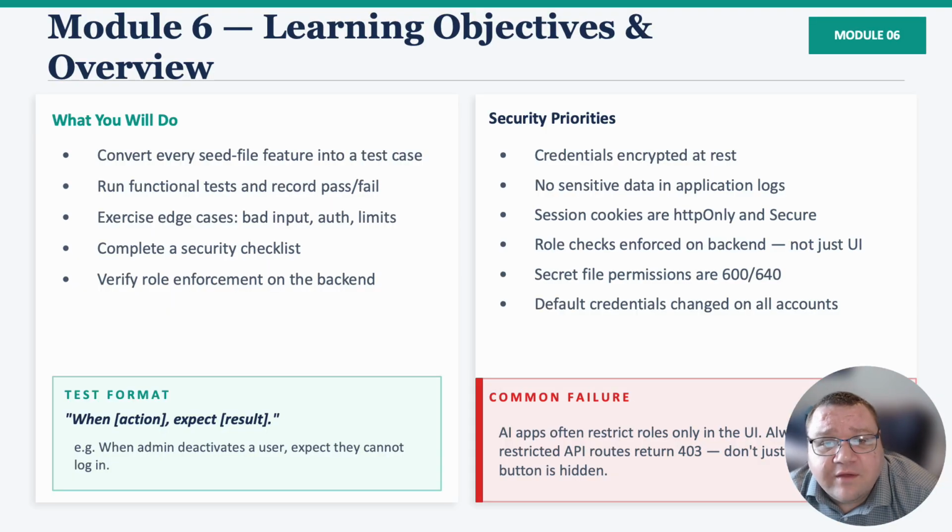In Module 6, you'll convert every feature in your seed file to a test case. The format is when action, expect result. This forces you to think about each feature as a behavior, not a concept. For example, the slide shows: when an admin deactivates a user account, expect the user cannot log in and sees a clear error message. That's a testable statement. You can run it, observe the result, and record pass or fail.